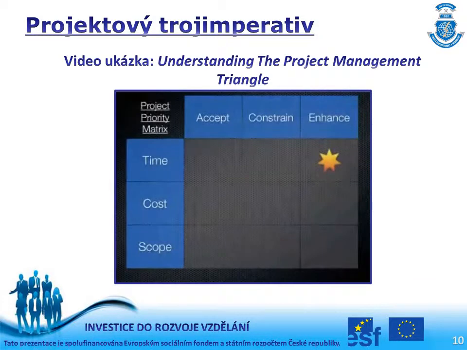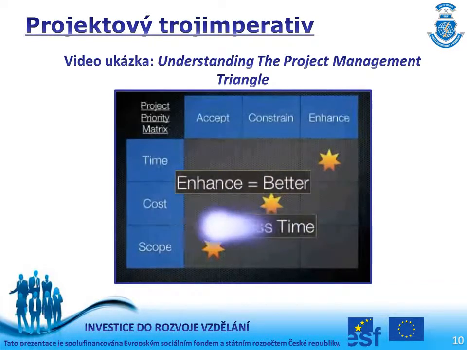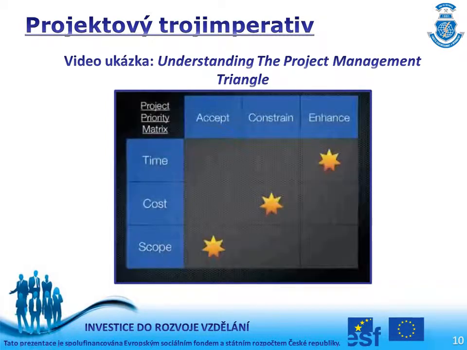Let's look at one other example here where we're going to enhance time, we're going to constrain costs, and we're going to accept changes in the scope. Once again, we are using this word enhance to mean make something better. So in this case with time, we consider that a project is an enhanced time if the project is done in less time. So in this particular example, we are constraining the costs. We are willing to accept changes in the scope if it means that we can actually get the project done a little bit earlier.